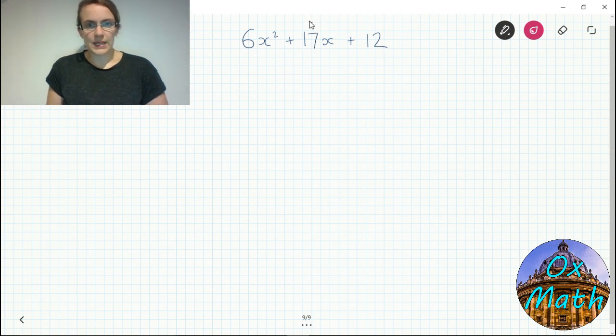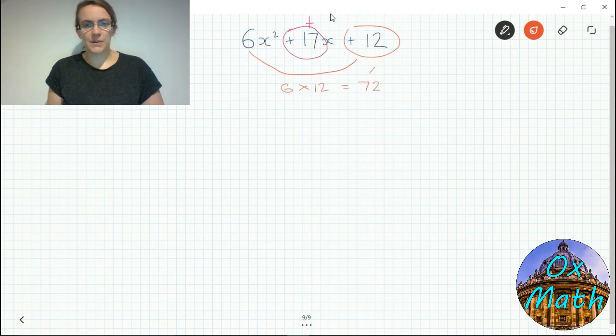So the other method is similar to our tax, but some people call it super tax. So we still need two numbers that add to give us our 17, but this time instead of multiplying to give us 12, because we've got 6x squared, we need to multiply the 6 by the 12 first, which gives us 72, and our two numbers must multiply to give us 72. So instead of finding two numbers that multiply to give 12, we need two numbers that multiply to give us 6 lots of 12, which is 72.